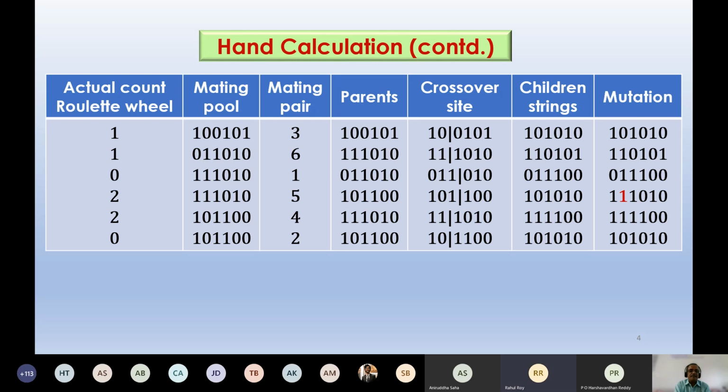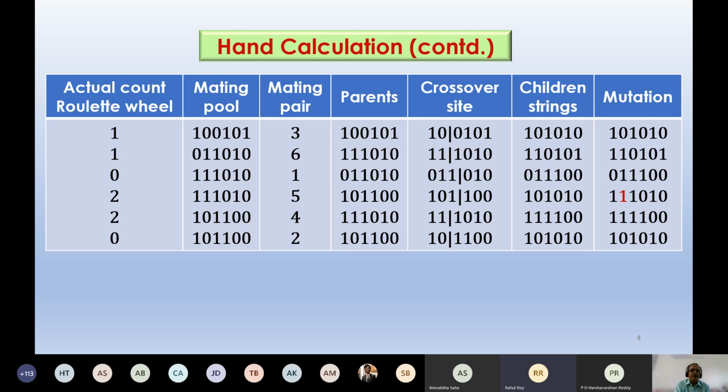Sir, in the actual count for the third string, you have assigned the actual count to be 0. Yes. Sir, in the second string the probability was 0.91 and in the third string it was 0.85. So can it happen the reverse way? Means in the second, it is 0.